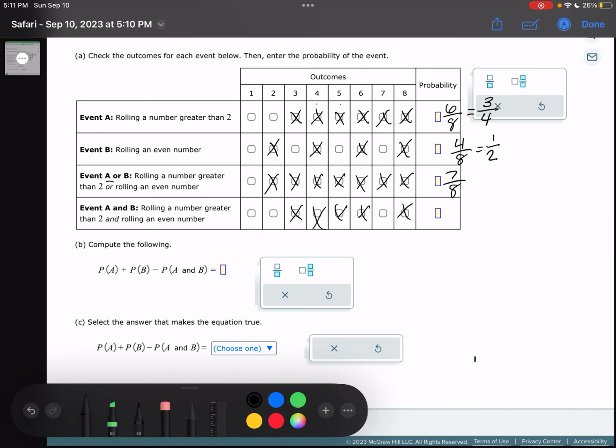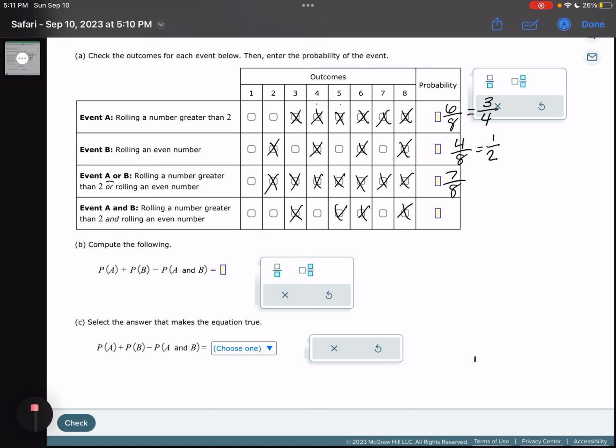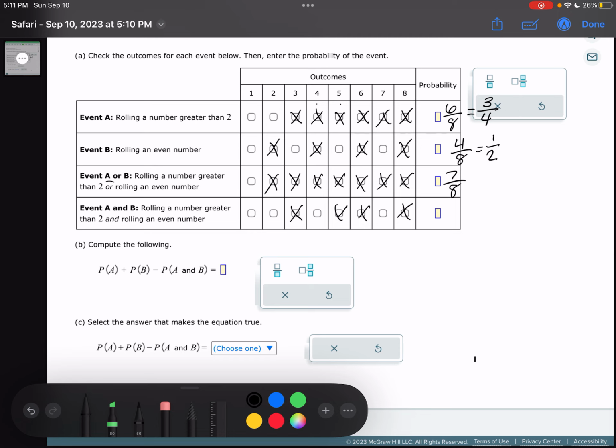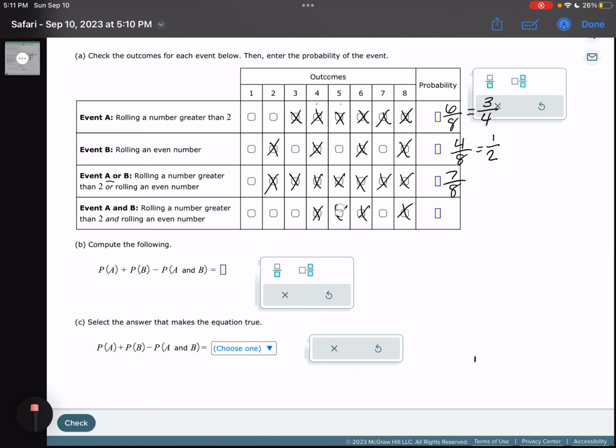That was a really sloppy X. Let me redo that one. So I can include 4, but I cannot include 3. And I cannot include 5. So that would be 3 out of my 8 choices.